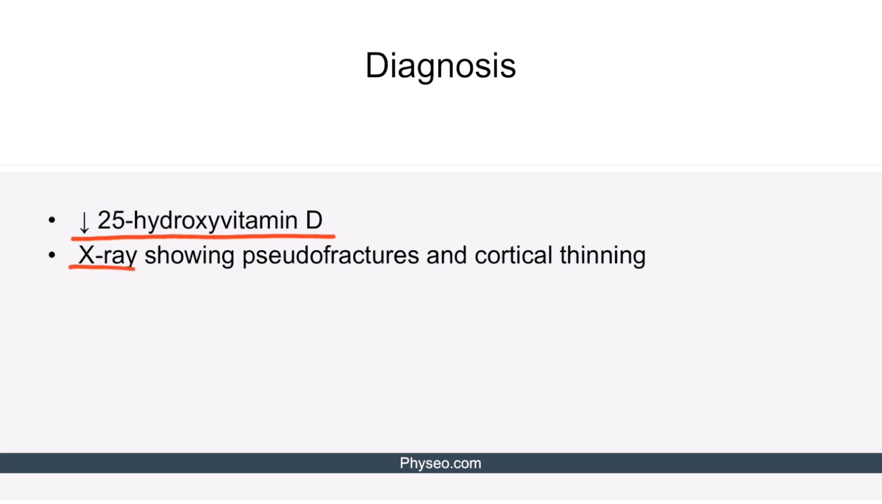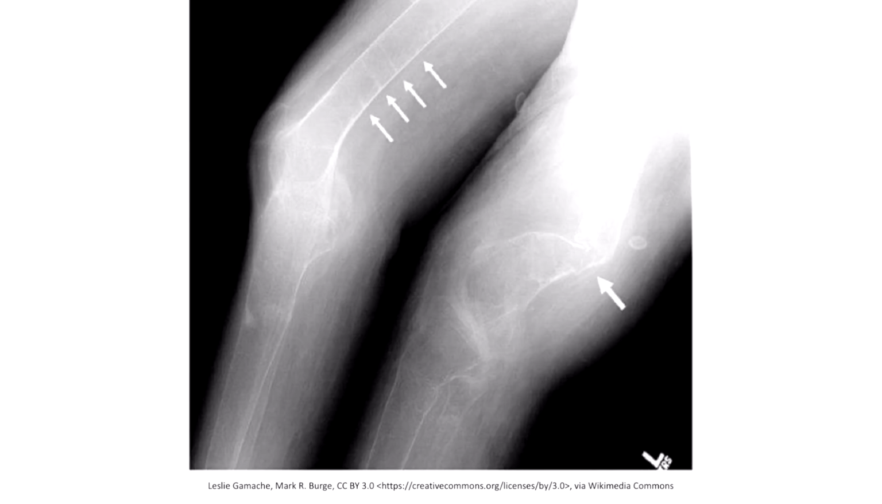X-ray can be helpful in these patients and may show pseudofractures and cortical thinning. Here we see an X-ray of the legs in a patient suffering from severe osteomalacia. The large arrow on the bottom is pointing to a severely deformed femur, and the small arrows at the top of the image illustrate the pseudofractures mentioned on the previous slide. They're seen as thin, hyperlucent regions in the medial aspect of the shaft of the femur.